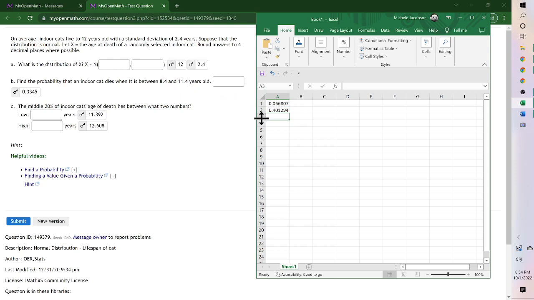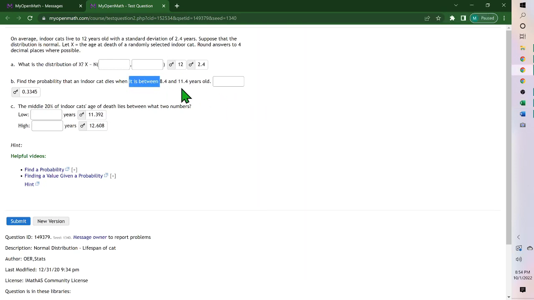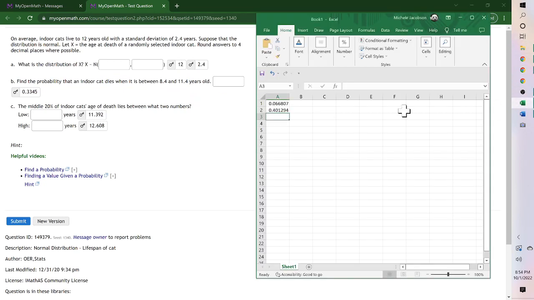So 0.066, that's below here. The other number is here. So if we subtract the two, it gives us what's in between them. And you can do that on Excel. You can hit equals and click the larger value minus the smaller value. Hit enter, and there's our answer, 0.3345.